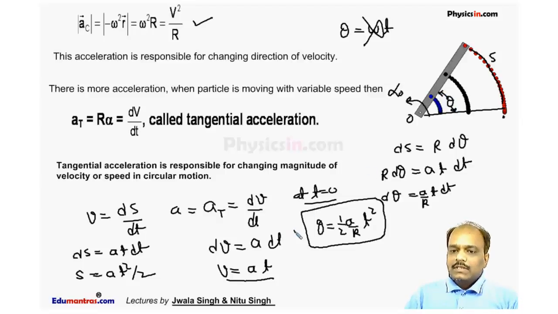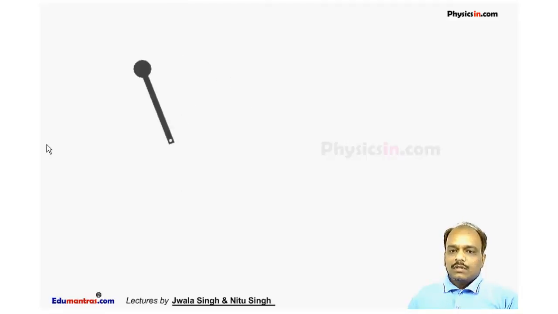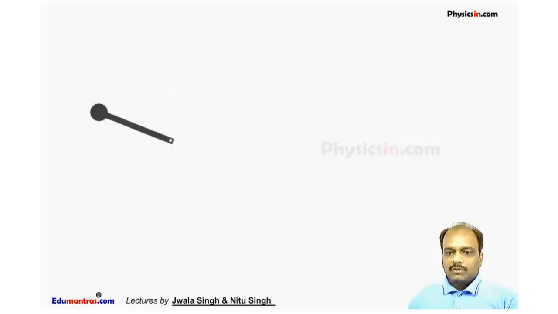Theta here is different. We can never say theta is omega into t if the particle initially is at rest. Theta is equal to 1 by 2 alpha into t square. See, if this rod is rotating with a constant angular velocity it is one thing, but if it is rotating with a constant angular acceleration, then its velocity will go on increasing. See its motion, so omega is increasing.